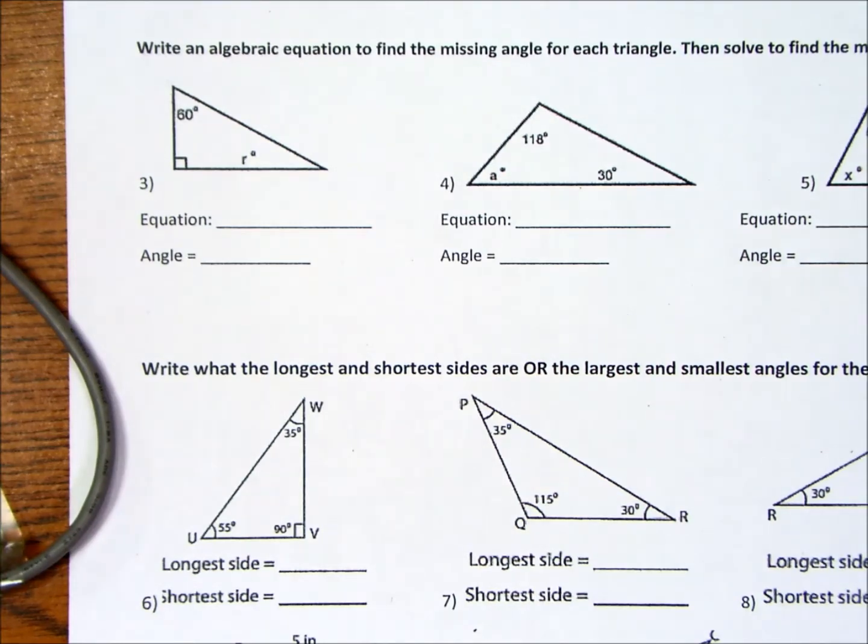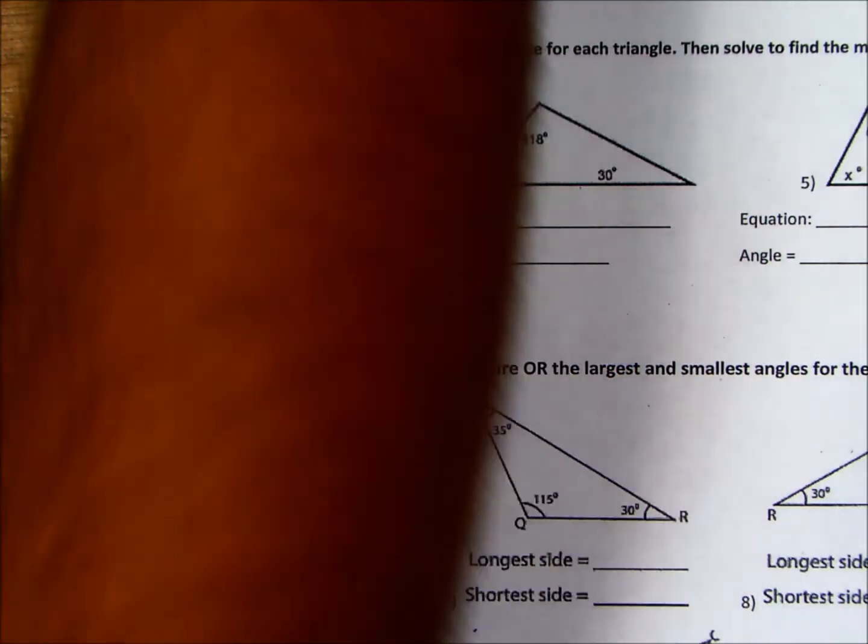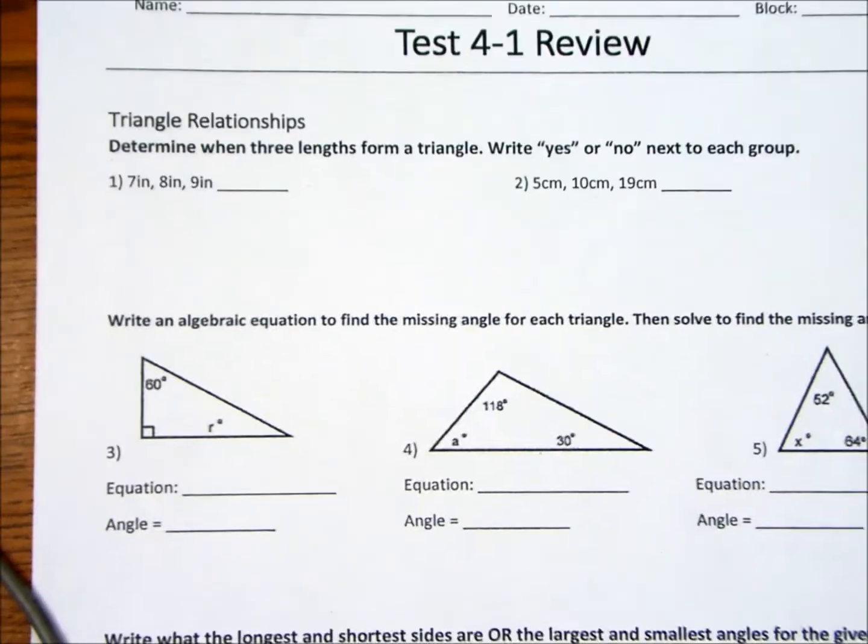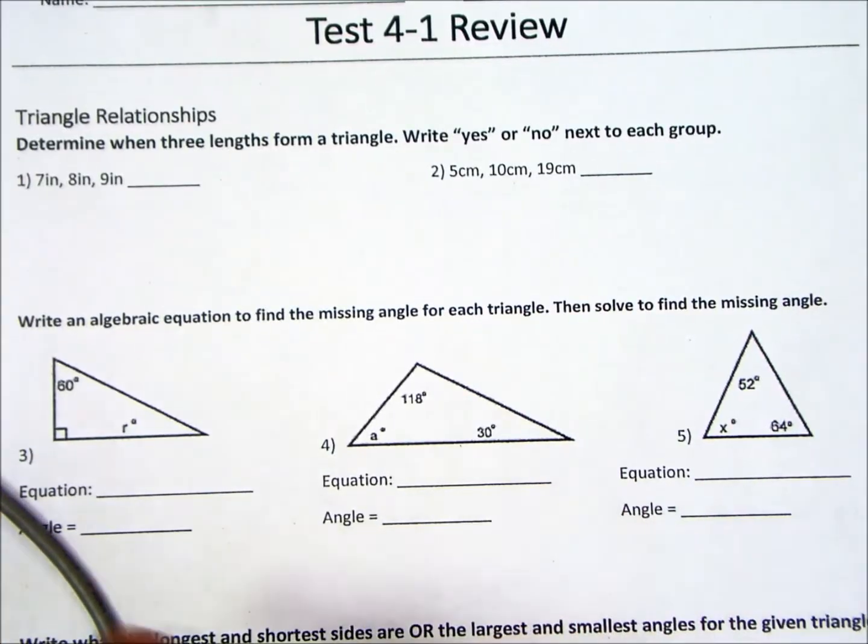All right, we're ready to get started. So let's go ahead and work out these problems. So first on your test reviews. All right. So for the first part, triangle relationships.